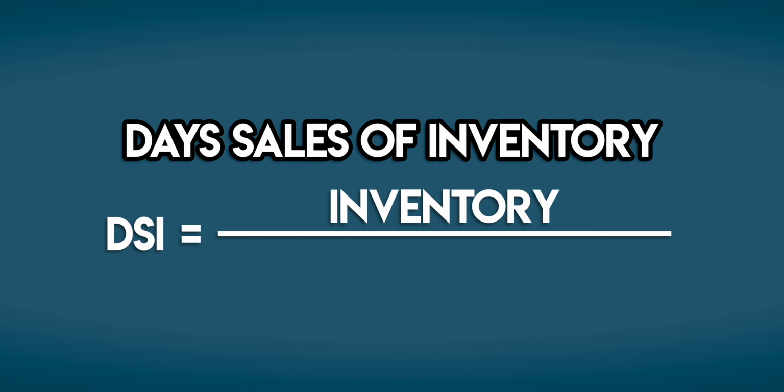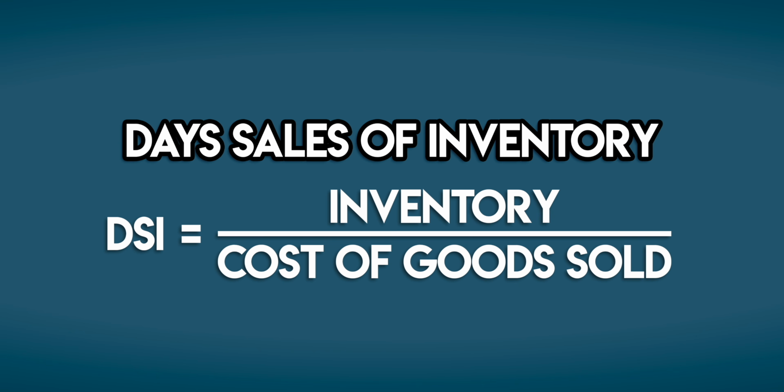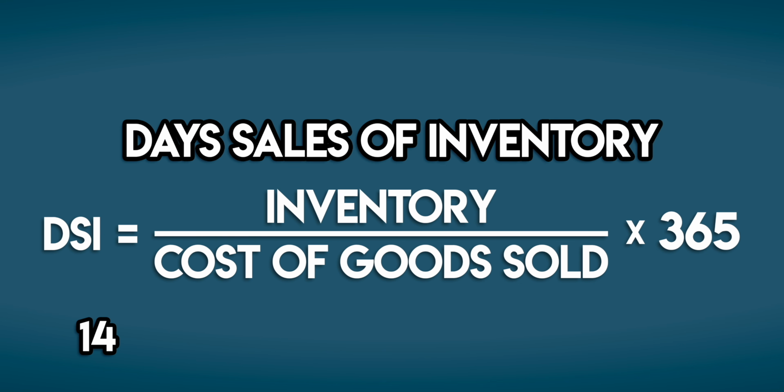This time we have inventory from the balance sheet on the top and cost of goods sold from the income statement on the bottom. But this time round, we multiplied the ratio by 365, the number of days in a year. When we do this, we get the average number of days it takes a business to convert its inventory into sales, also known as the inventory turnover period.